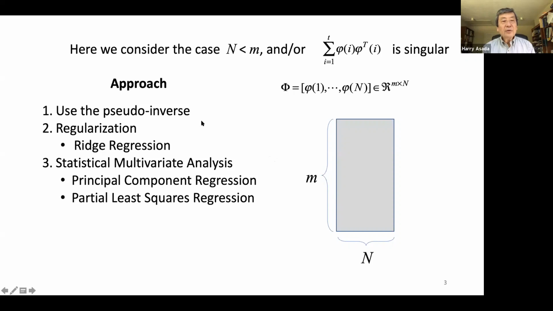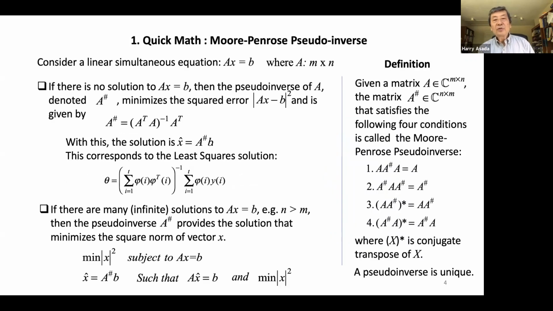And the first method is the use of the pseudo inverse, and the second method is regularization, and we just focus on ridge regression. And the third case is a statistical multivariate analysis. And then these two are major points this week: principal component regression and partial least squares regression. Let's start with the first one, pseudo inverse.